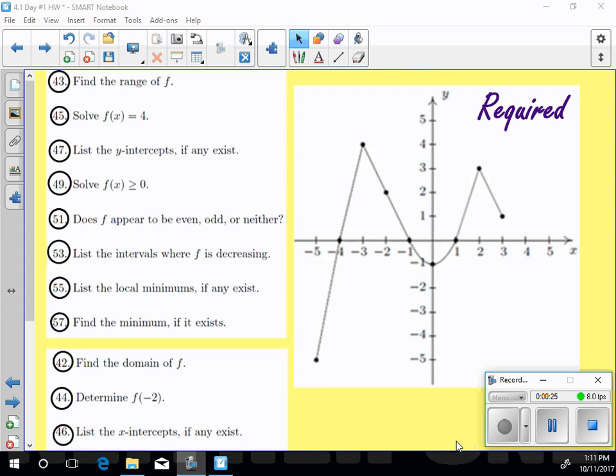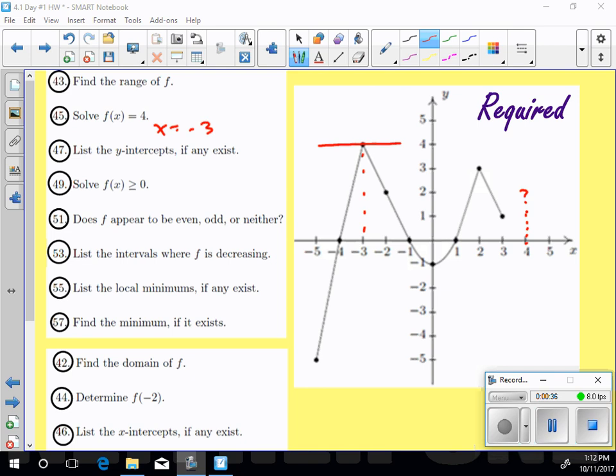Solve where f of x equals 4. Is that this? No, it's where does the function equal 4? Well, it equals 4 at -3. Okay, list the y-intercepts if there are any. How many y-intercepts? 1 at the point (0, -1). Right?